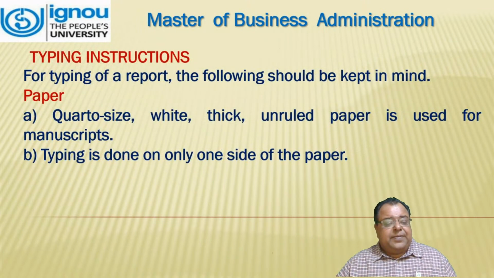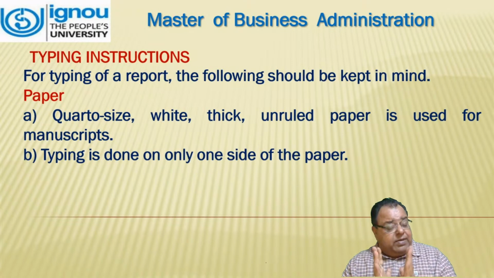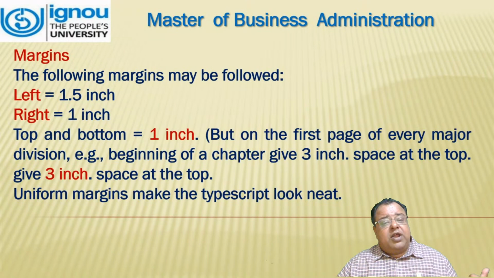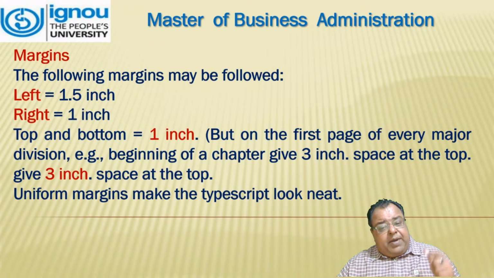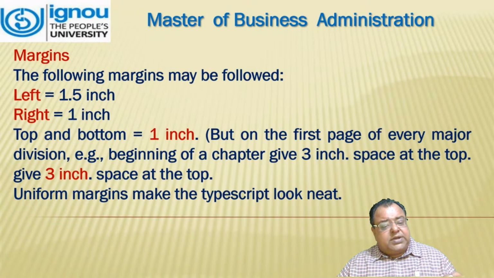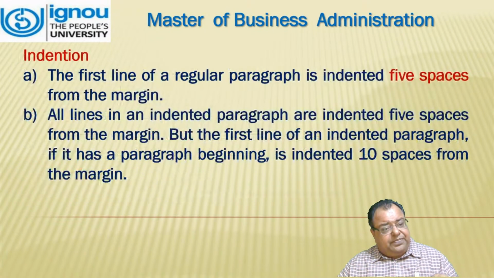Typing instructions. For typing a report, the following should be kept in mind. Paper: quarto size, white, thick, unruled paper is used for manuscripts. Typing is done on only one side of the paper. Margins. The following margins have to be followed. On the left side, it should be 1.5 inches, and on the right, it should be 1 inch. From the top, 1 inch. But on the first page of every major division, that is the beginning of a chapter, give 3 inches of space at the top. Uniform margins keep the manuscript looking neat.